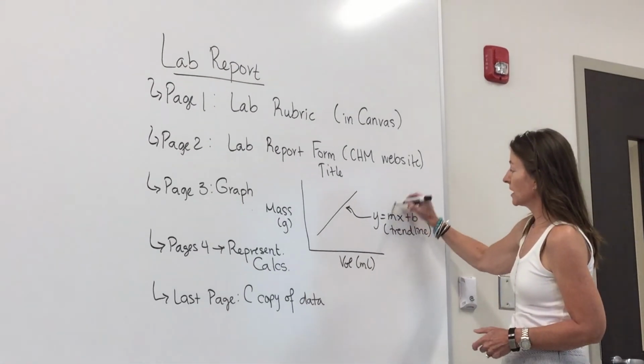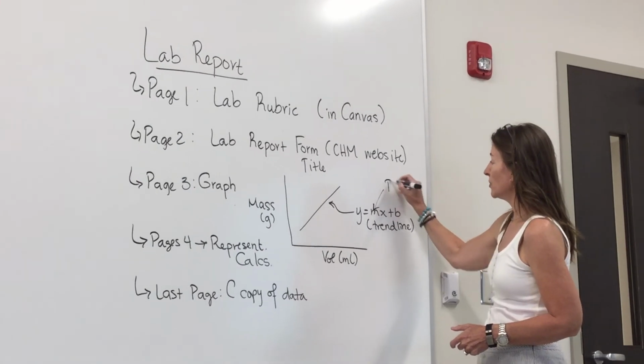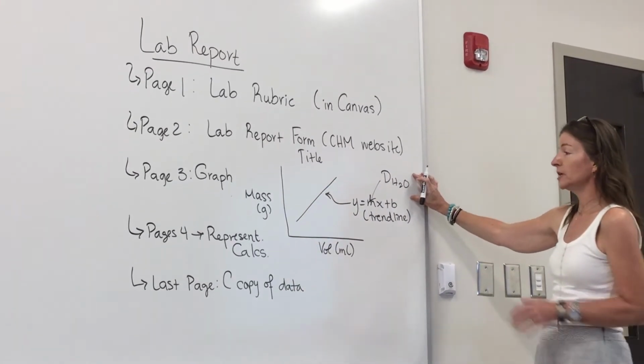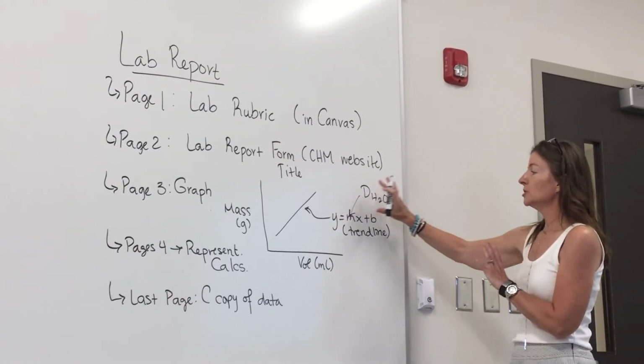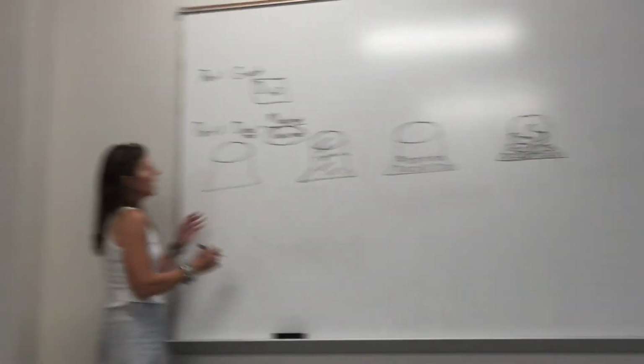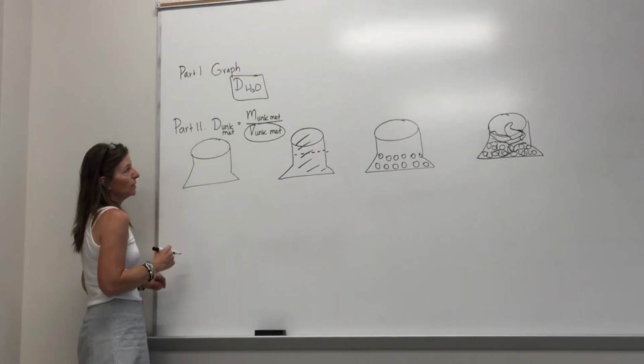It's literally going to come straight from your graph. The slope of this, because it's rise over run, is going to be the density of water that you will use in part 2. So your density of water comes directly from that graph. Now, the second part is the density of the unknown metal.